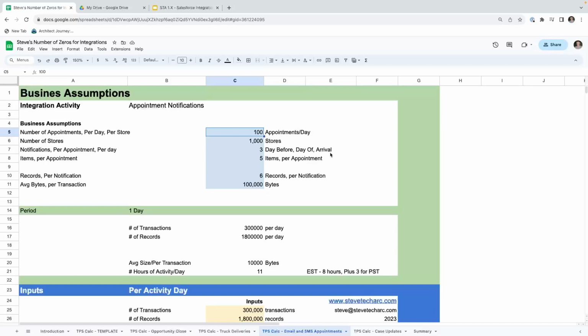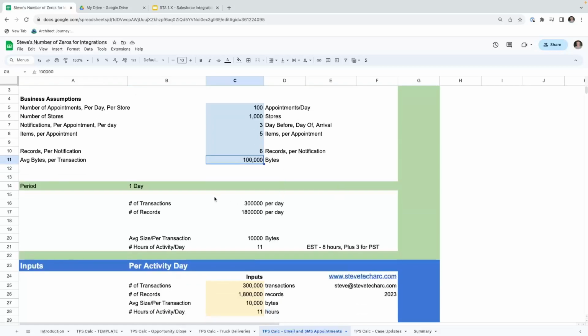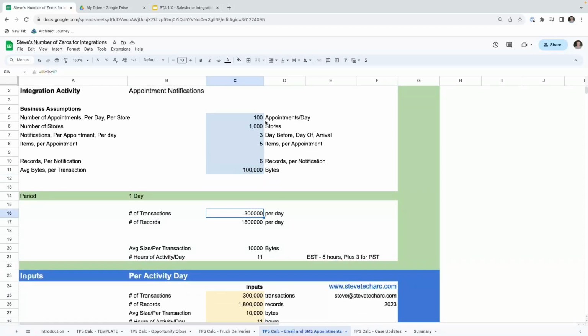So that's 3 notifications, and for each one, we're going to be showing you the line items of the activity that you're doing. So we come up with 6 records per notification. That's the 5 items plus the 1 top one. And we're going to estimate 100,000 bytes for the notification. That includes the header, the line items, and potentially some comment fields. You can see we have 1,000 stores, 100 appointments a day, and 3 notifications.